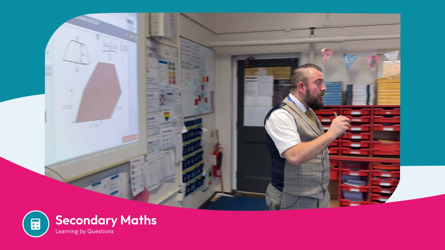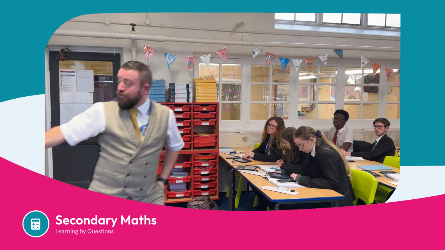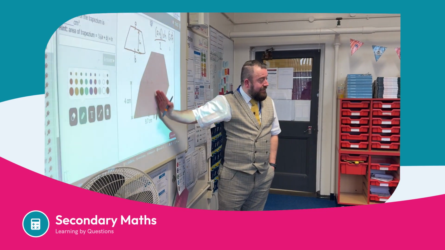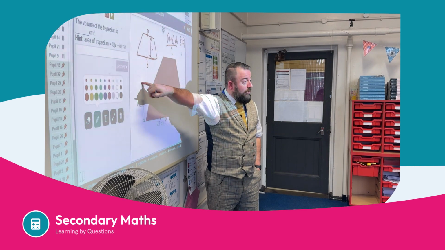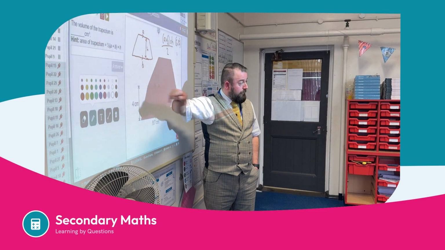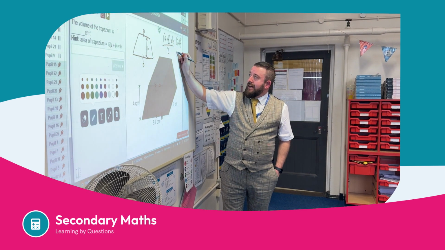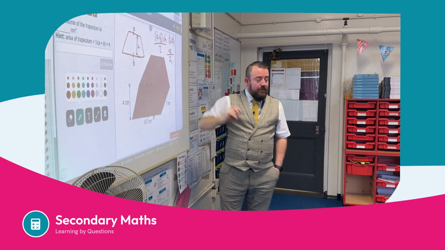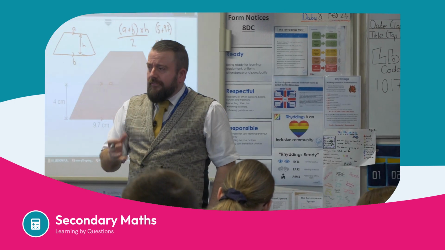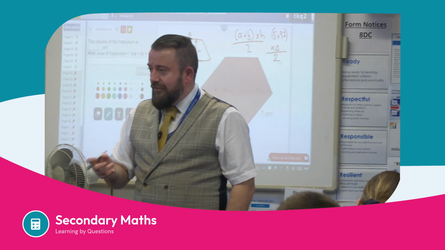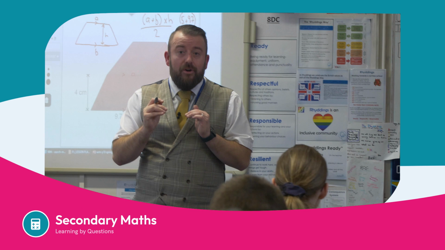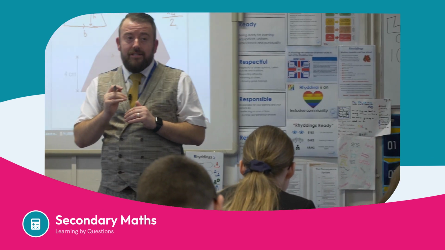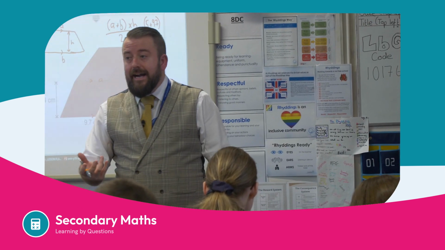Sometimes in your exam, they will try to trick you, Year 10. They will try and give you a length of a side. Always remember, it's the perpendicular height from top to bottom. So I'm going to times that by 4 and then divide by 2. Yeah, a very tricky formula to find the area of a trapezium. As long as you can try and remember the sum of the parallel sides multiplied by the height and half it.